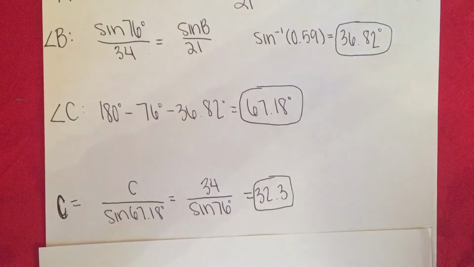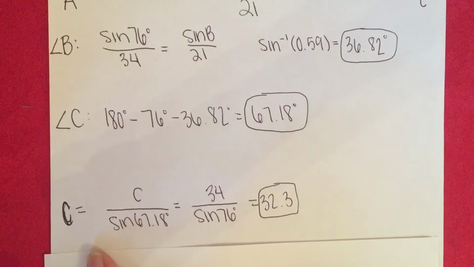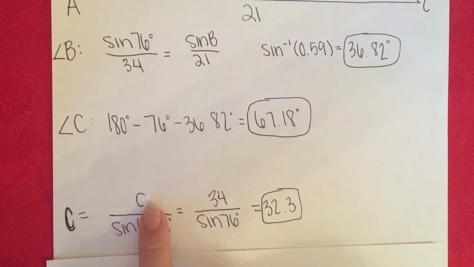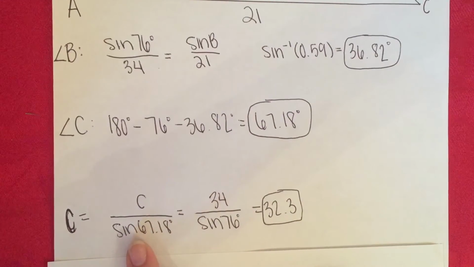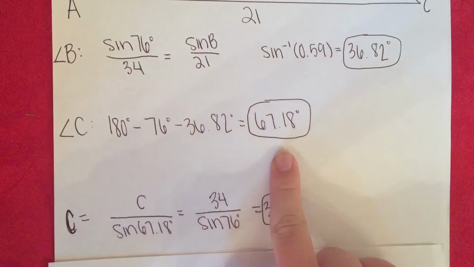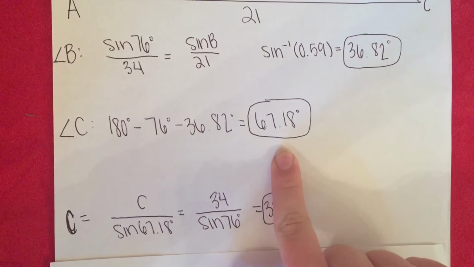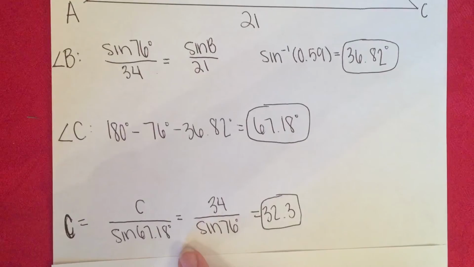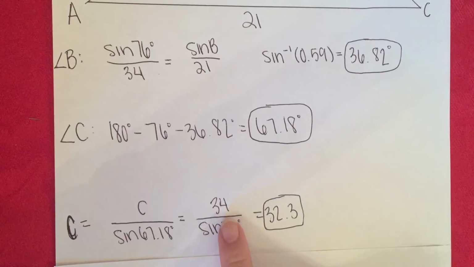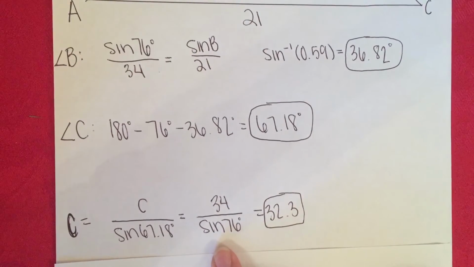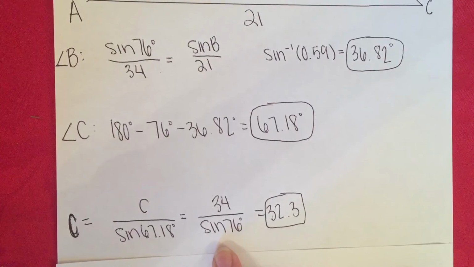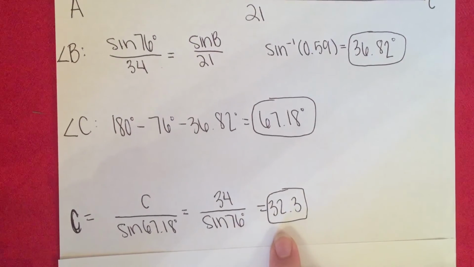For the last one, we have to find the side C. So we take the side C over the angle measure that we found for angle C, which is 67.18 degrees, and equal it to the side of A over the sine of angle A, which is 76 degrees. You end up with 32.3.